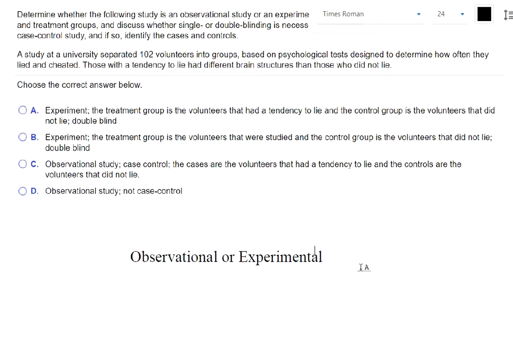Like the researchers shock the patient or something like that. You know, they delivered an electronic shock to the person, zap them. They're experimenting on them. Okay. Observational study, researchers are hands off.